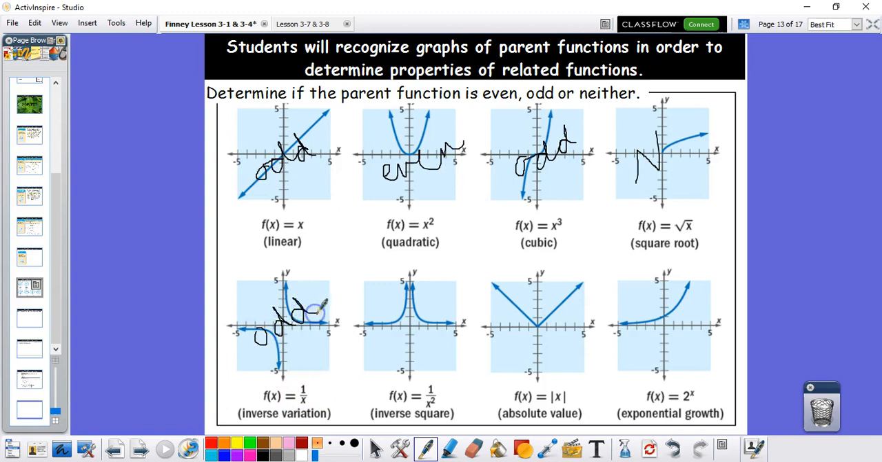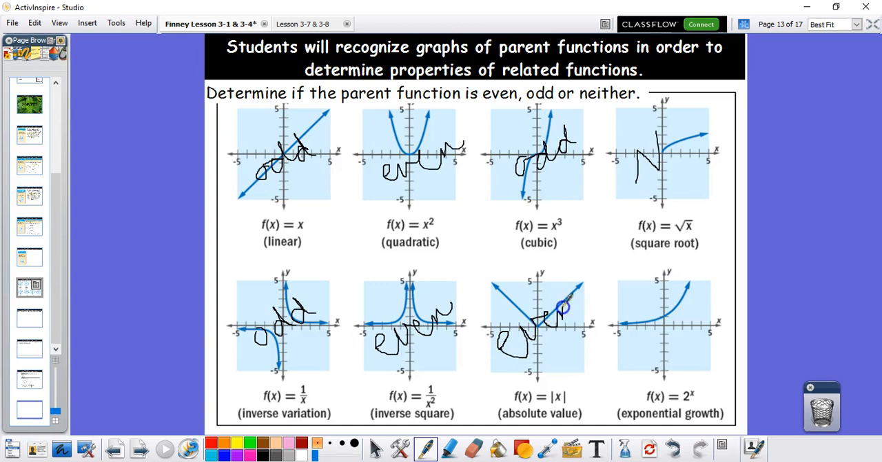It's also symmetric to exactly the origin. Check this out. If we plug in negative x, 1 divided by negative x all squared is 1 over x squared. So this is even. It's also symmetric to the y-axis. Here, it appears to be symmetric to the y-axis. If I plug in negative x, what's the absolute value of negative x? The absolute value of x. Good. So this is also even.